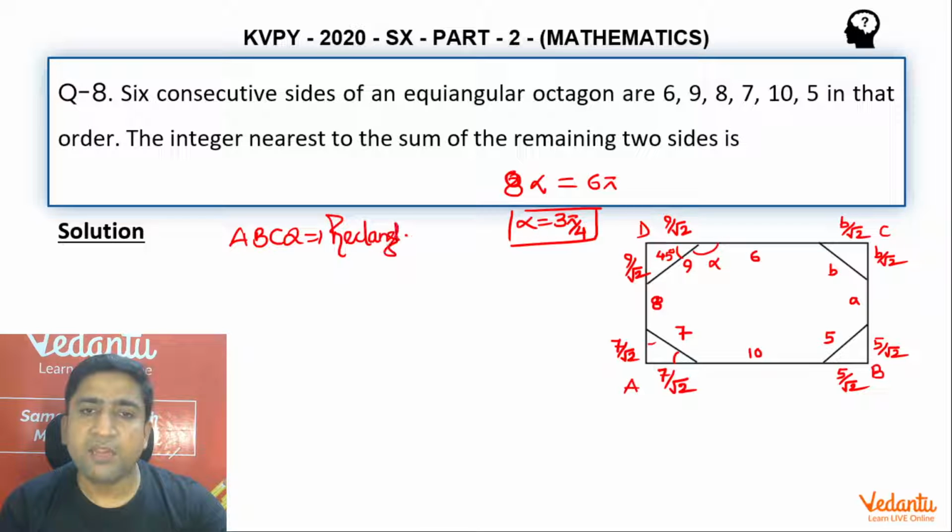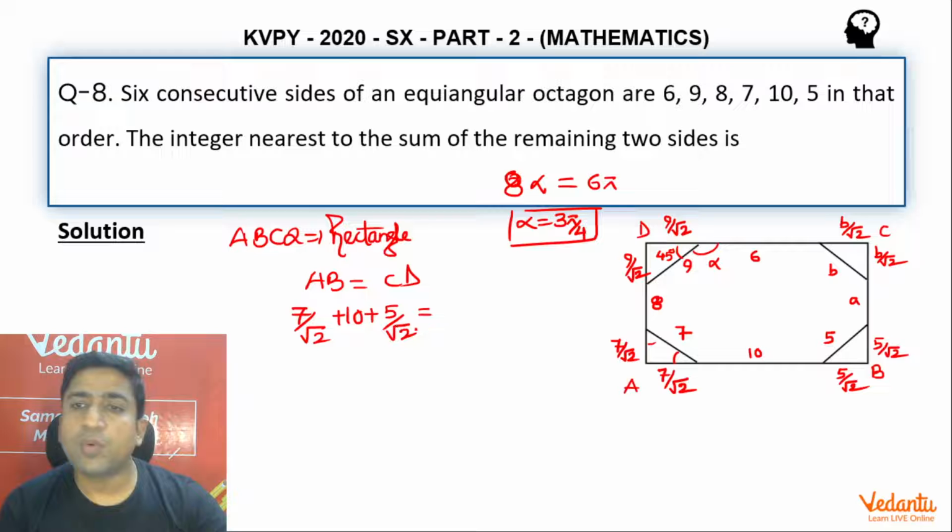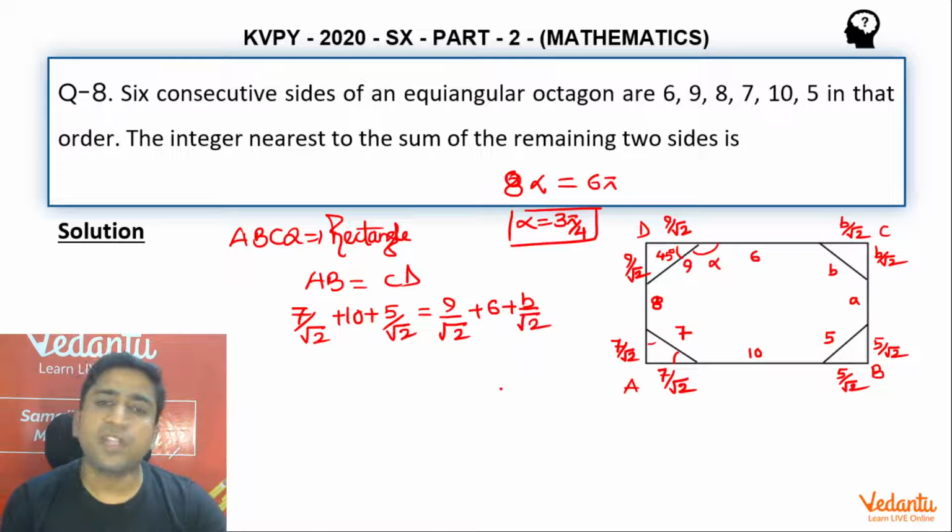The moment I'm assuming this, guys, I will just equate the lengths of the opposite edges. So yes, to me AB length will be equal to CD, so I'm just going to compare them. So AB is coming out to be what? 7 by root 2 plus 10 plus 5 upon root 2, and this length will be equal to CD length, and that will be 9 by root 2 plus 6 plus B upon root 2. I hope all of us can see that, right?